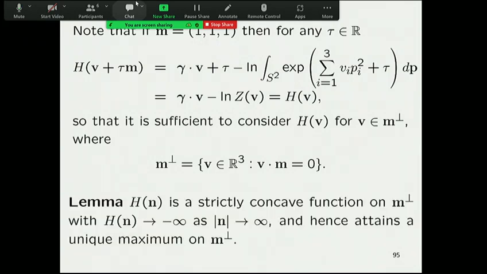Okay. And then you show that h of v is a strictly concave function on this set, and it goes to minus infinity as you go to infinity. So strictly concave, it goes to minus infinity. So it attains a maximum, and that has to be unique because it's strictly concave.